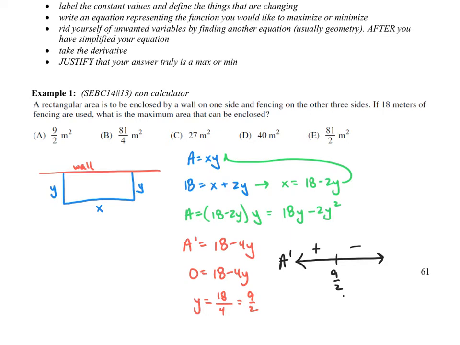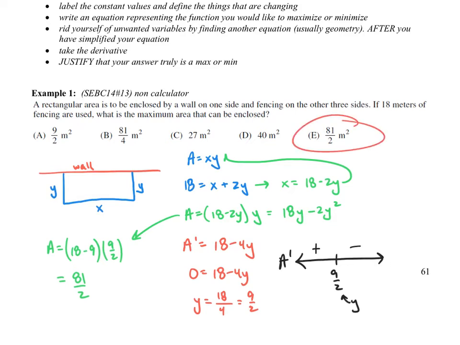We found, remember, the y value here. So we're going to go back up to the problem and take our area, which is equal to 18 minus 2y. That's going to be 18 minus 2 times 9 halves, which is just 9, multiplied by y, which is 9 halves. So we have 9 times 9, 81, divided by 2, which is option E.